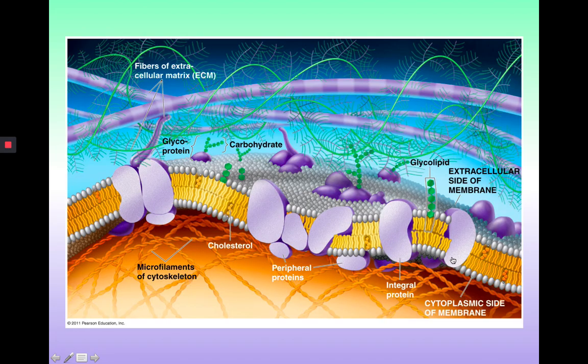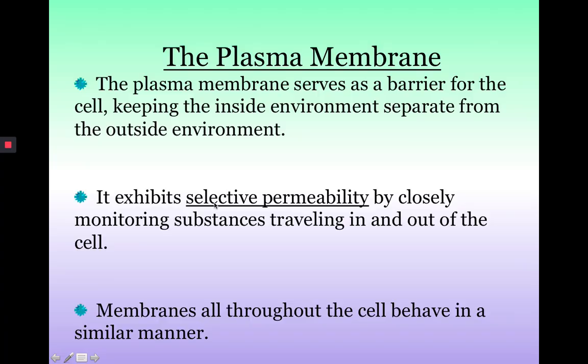We need to see that there are integral proteins, anything that's embedded within the membrane. And then there's peripheral proteins, which are on the side. We have some glycolipids, and we've got some glycoproteins. A lot of vocabulary in here. We need to make sure we know what these things do. And as we talked about in the last section, these are the fibers of the extracellular matrix, which are going to be connected to the membrane.